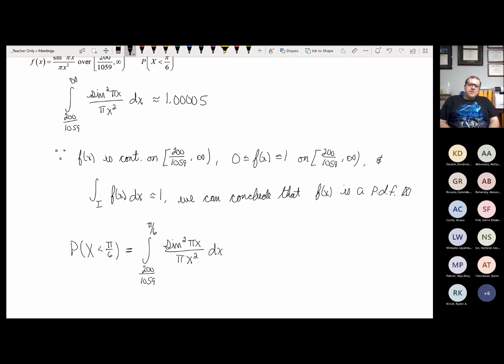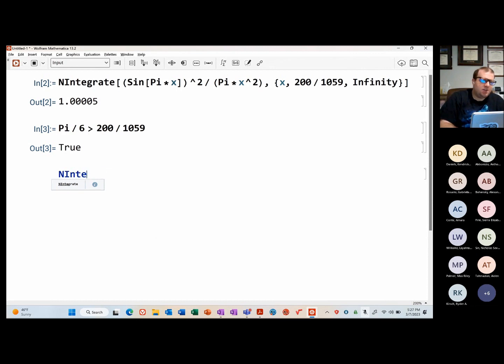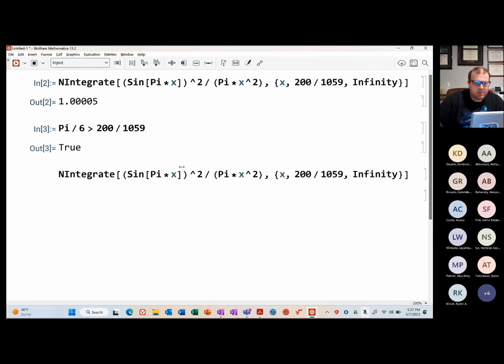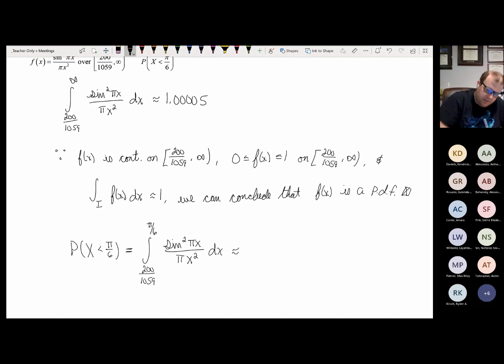So the probability that x is less than pi over 6 will be the integral from 200 over 1059 to pi over 6 of our probability distribution function. Once again, this is going to be a really hideous integral. In fact, I believe it's impossible to do without a computer algebra system. I'm just going to copy and paste, and instead of infinity now, we go pi over 6. All right, so 3 decimal places, 0.6732, or 67.32%.